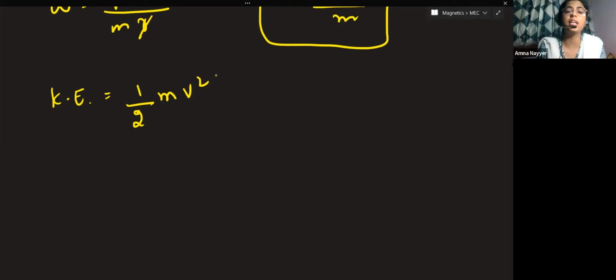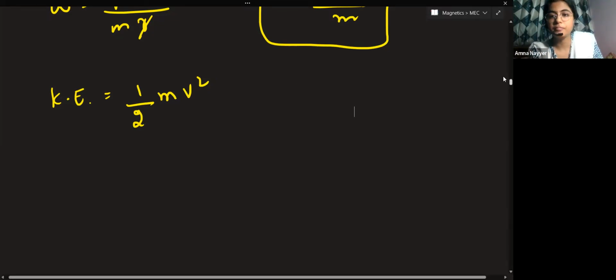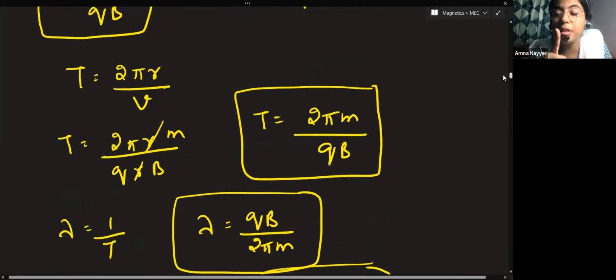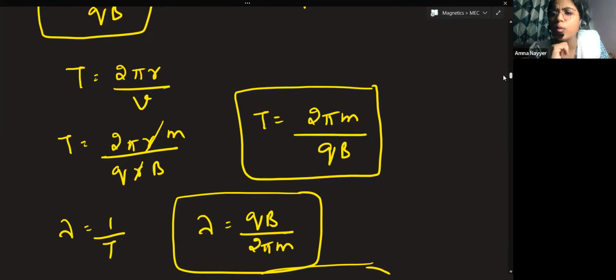You can easily find out the value of kinetic energy. You will get it as q square b square r square divided by 2m. That question is so common, you have to directly choose it in the options. Or this is asked in JEE also. This question is asked a lot: how is time period dependent on the radius? From the formula you can see time period is independent of the radius. R got cancelled, so 2 pi m divided by qb. So time period is independent of the radius.